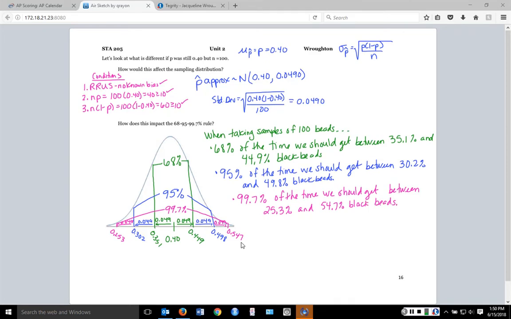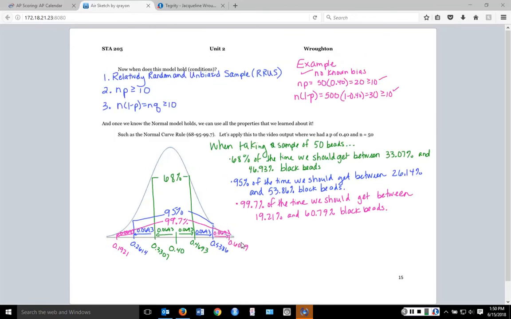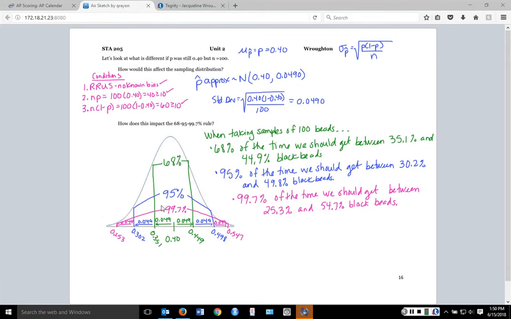So notice that these numbers are a little bit different than what we had when our sample was only 50 beads. Right, so the numbers along the bottom are different. We have a larger spread when our sample size is smaller, and a smaller spread when our sample size is larger. So now what we might consider to be an unusual value is going to be different because our sample size is different.